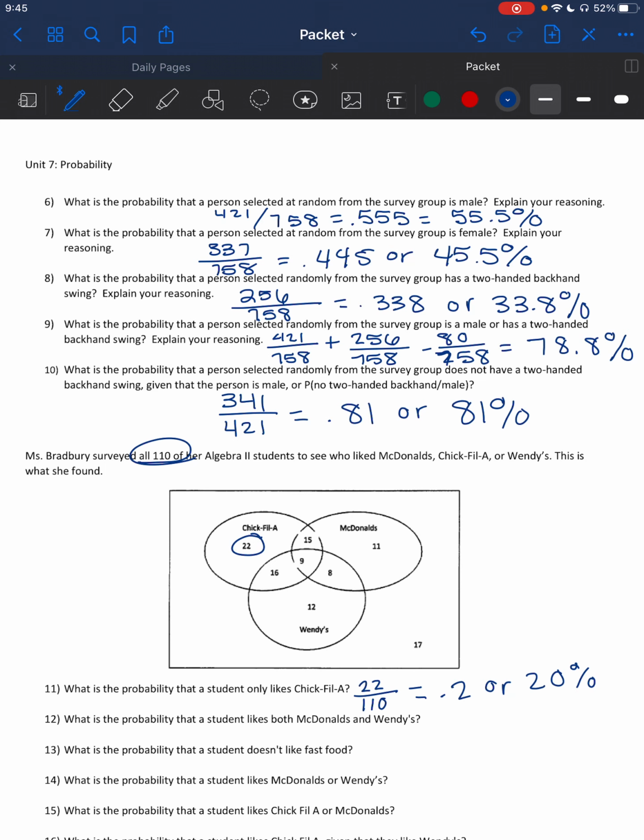We have McDonald's and Wendy's, so we're going to look at the middle of those two. And we're going to look here because they still like McDonald's and Wendy's. So I have 17 out of 110 to give me 15.5%.